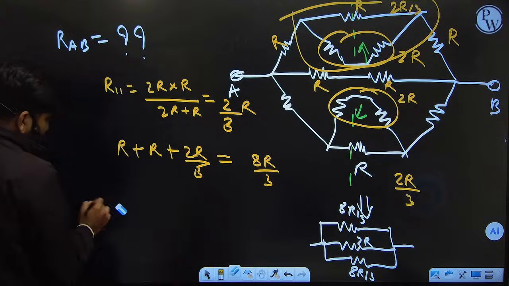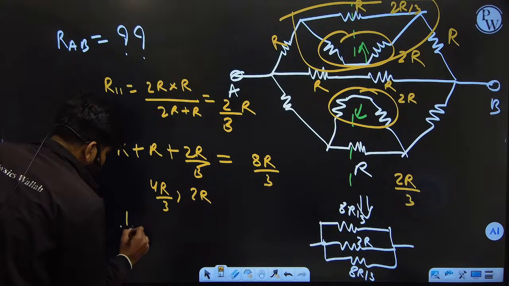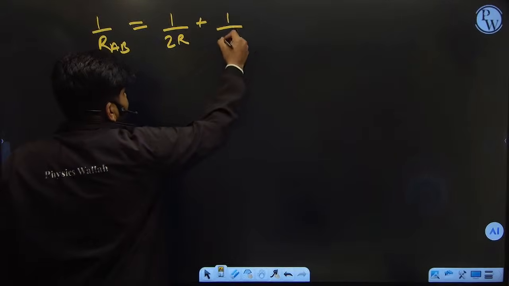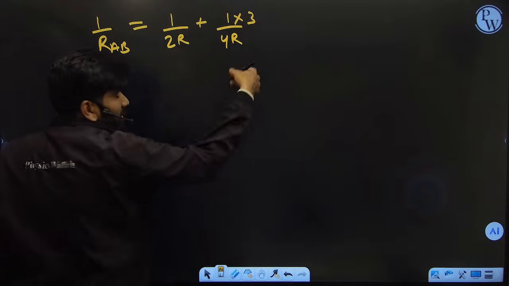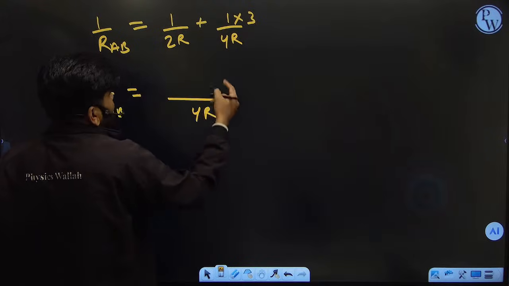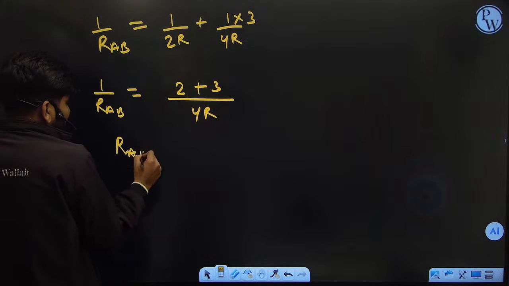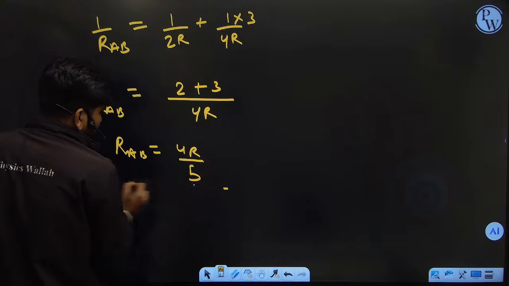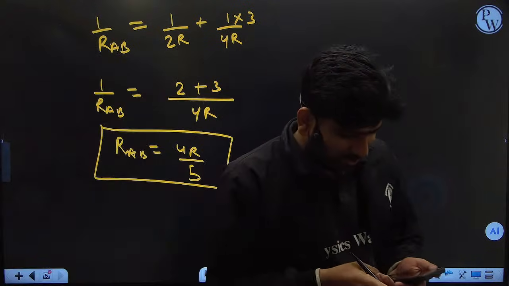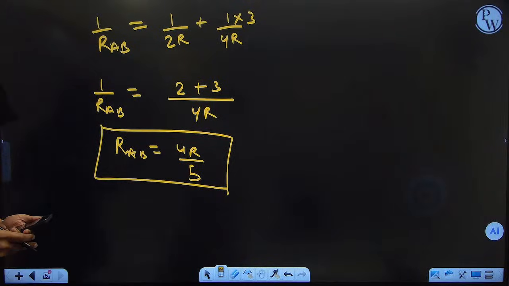okay. So what I can say is that we have 4R by 3 and 2R connected in parallel. So 1 by RAB, I will write it on the next slide. So 1 by RAB is going to be 1 by 2R plus 1 by 4R by 3. This will make 3 go upward. Now it's a basic LCM you have to take. That's it. 4R. Here we have to multiply by 2. There is a 3 there. So we are getting RAB as 4R by 5. And that's it. So this was the question, right? The answer being 4R by 5.